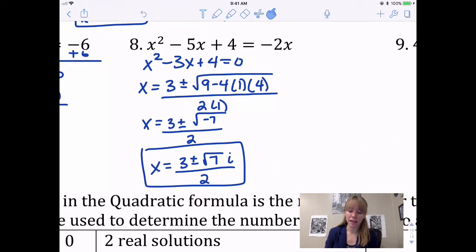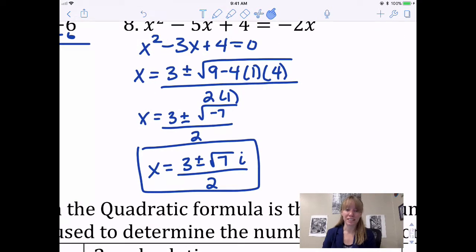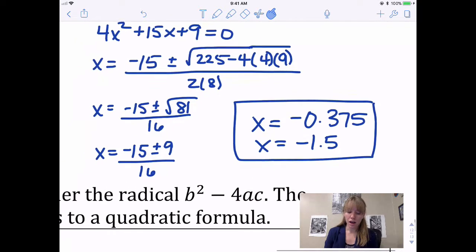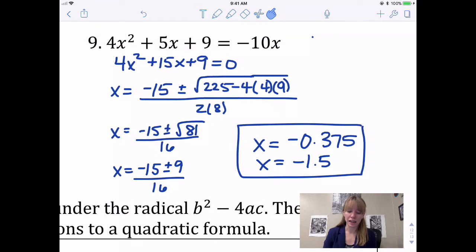Number 8, I get x is 3 plus or minus the square root of 7i all over 2. If you had gotten 3 plus or minus 2.646i divided by 2, that would also be fine. And then for 9, we get negative 0.375 and negative 1.5. That's because what's under the radical actually is 81, so we know that to be 9. So we can plug in negative 15 plus 9 divided by 16 and negative 15 minus 9 divided by 16.